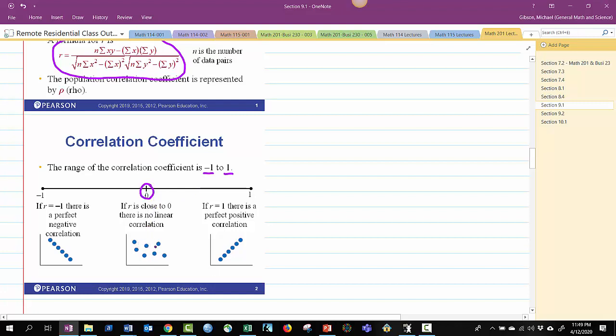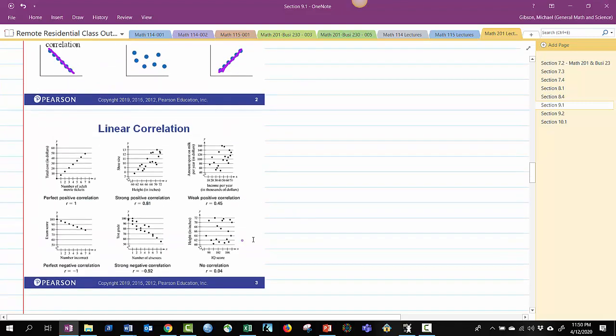Things just look randomly scattered. If it's -1, which in the real world it probably never is, it means there's a perfect straight line going exactly through every point, sloping down. +1 would be a perfect straight line through every point sloping up. Now, here are some examples. These first two over here are the perfect ones, +1 and -1. This is a little more likely. It's scattered around some, but if you draw a clear line up through it, this is going to be a pretty strong positive correlation. r ends up being 0.81.